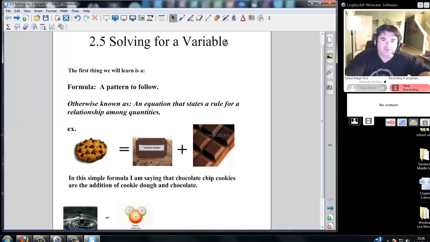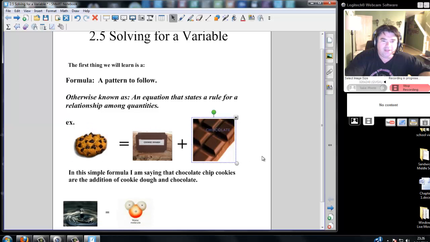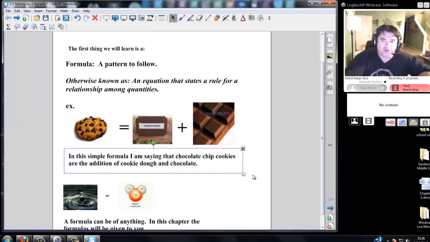Okay, 2.5, solving for a variable. Now, a formula is simply a pattern to follow, otherwise known as an equation that states a rule for a relationship among quantities. Simply put, we want to talk about chocolate chip cookies. Well, what's in chocolate chip cookies? Well, there's cookie dough and, of course, chocolate. It's a little more complicated, but you get the idea. Now, in this simple formula, I'm saying that chocolate chip cookies are the addition of cookie dough and chocolate.